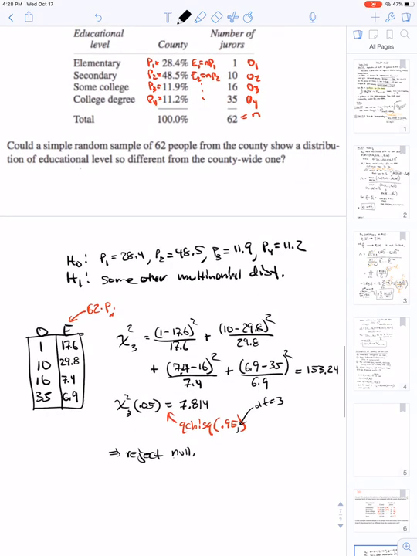I've written out our observed and expected counts, and then we can just find our Pearson chi-square statistic. It's 153.24. The cutoff is 7.814, so at the 0.05 significance level we're going to reject. I find the cutoff using the R command qchisq(0.95, df=3), where 3 is the degrees of freedom.